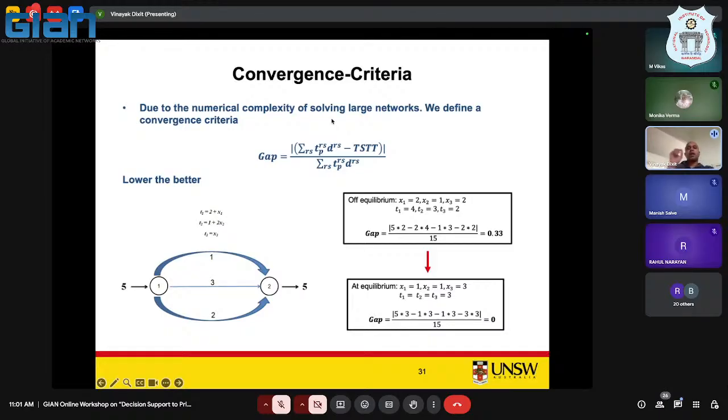Usually, you try to get your gap to be less than 5% or less than 1%. It's a very important criterion which we try to meet through our modeling. How do we know whether we are at equilibrium or not, particularly when we have big networks?